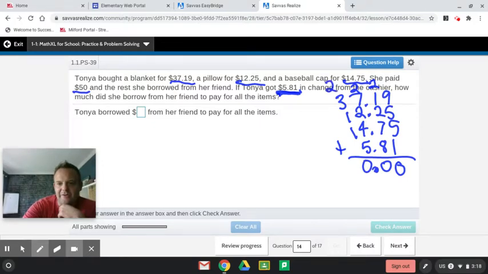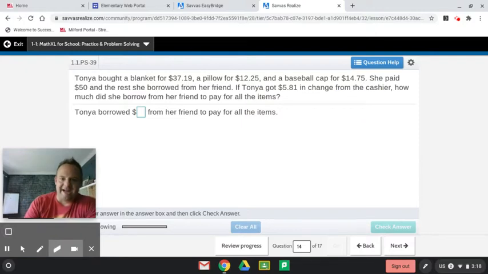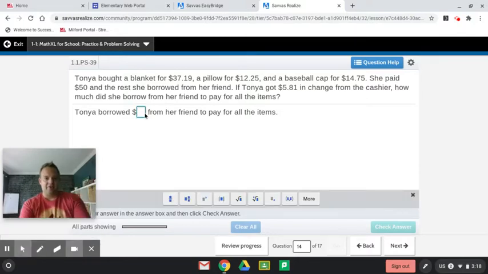2 plus 3 is 5, plus 1 plus 1 is 7. So $70. So now what we have to do, guys, is go $70 minus the 50. 70 minus 50 is what? And then yours might be different than mine. So $20 left.